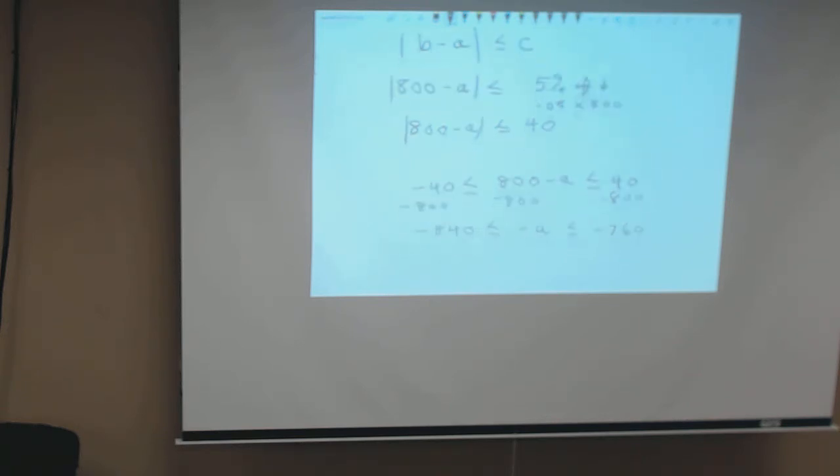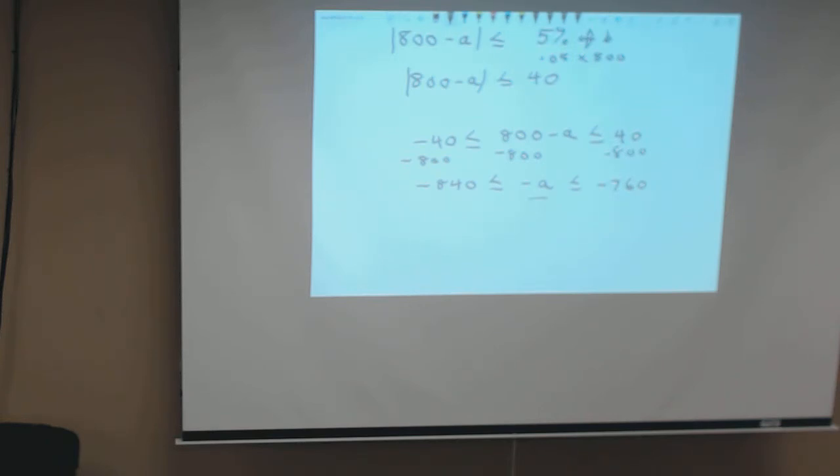So what happens now? Divide by a negative 1, divide by a negative 1, divide by a negative 1. And this becomes A is less than or equal to 840. Or A is greater than or equal to, because I have to switch the inequality sign when I divide by a negative number, 760. Everybody see that?